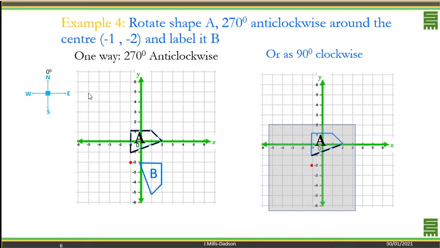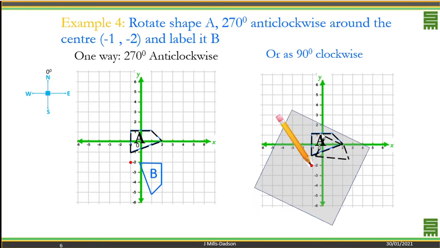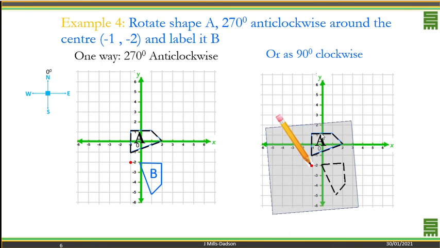Let's see what happens to 90 degrees clockwise. 90 degrees clockwise from north, we would be facing east. So also we turn until the top faces east. So that confirms that 90 degrees clockwise is the same as 270 degrees anti-clockwise. So this is how we rotate shapes given the center, the angle and the direction.